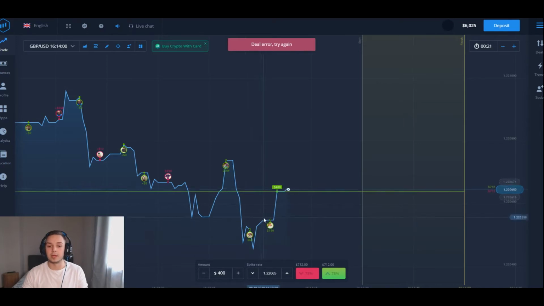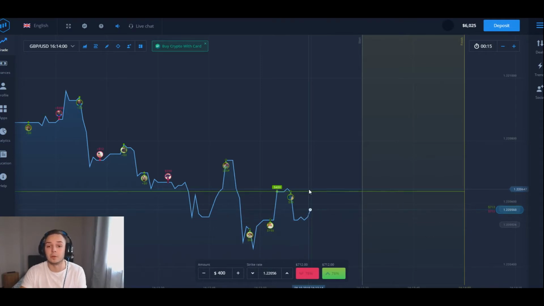Deal error, try again. I wanted to enter here. The broker always does that. That's why I hate trading binary options sometimes, because brokers manipulate the markets. But what can you do? We're doing pretty well at the moment. 6,000 balance, so I'm not too worried.